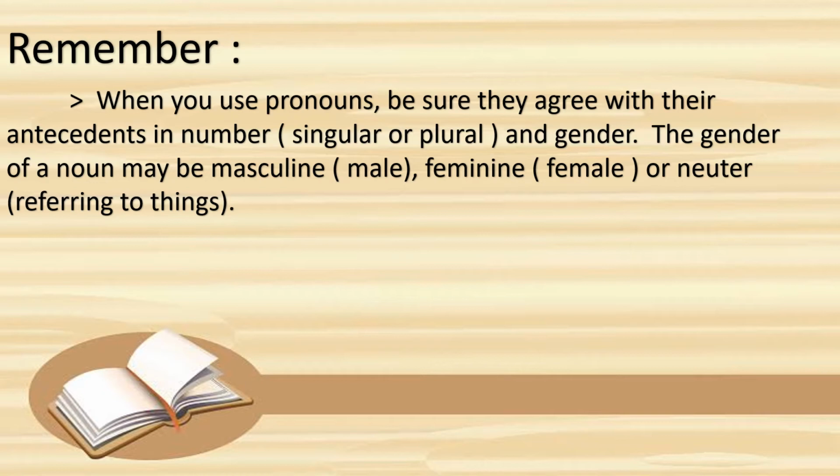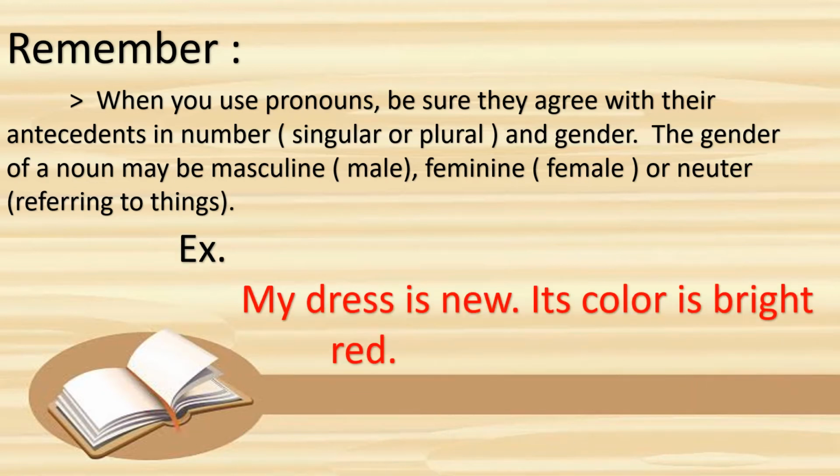Then for neuter, referring to things: it, its, that's it. Then we have here a sentence: My dress is new. Its color is bright red. So, what's the pronoun being used there? Yes, its, now referring to my dress, which is our antecedent, of course. So we're using our pronoun there, and we agree it with our antecedent in number, right?